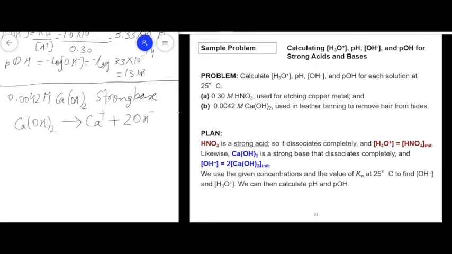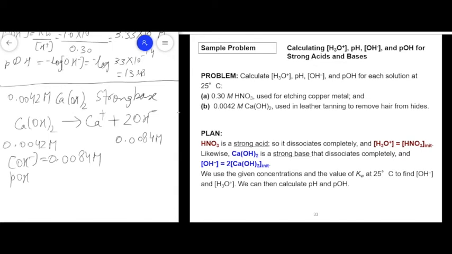And in this case, each calcium hydroxide has 2 hydroxide ions. So my concentration of hydroxide ion is going to be twice. So if my calcium hydroxide is 0.0042 molar, the amount of hydroxide produced would be twice of that. So it will be 0.0084 molar. So that's why it's important to know how many protons or how many hydroxides are involved with acids or bases. So now I have solved for the first part, which is my hydroxide ion concentration is 0.0084 molar.